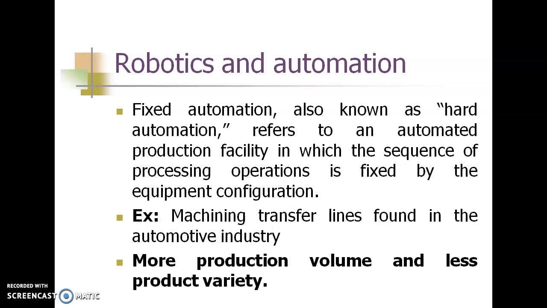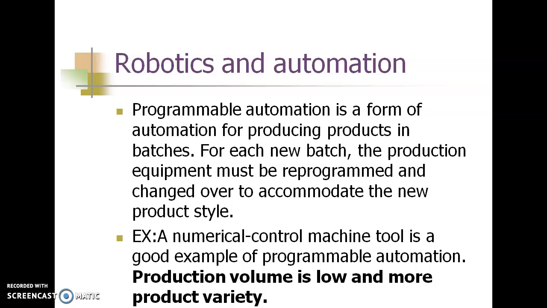But the product variety is very small, because the sequence of operations is fixed. You can't modify the sequence of operations, so we can't manufacture a number of product varieties. The product variety is limited here, but the production volume, that is the number of products per day, is high. Next is programmable automation. Programmable automation is a form of automation for producing products in batches. In the previous case, the product variety is very low, but here we can produce the products in batches.